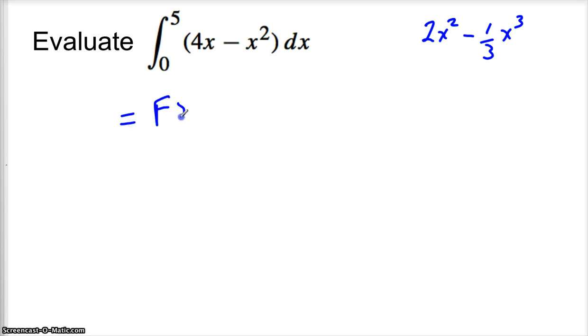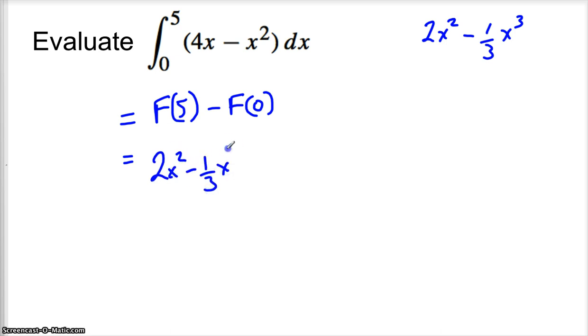That's F at 5 minus F at 0. So F at 5. Oh, here's a good point in the video where I can show you another notation that is very helpful. So this is the antiderivative. What we'll do is just write it down: 2x squared minus 1/3 x cubed. And we'll draw a line here, and what we'll do is put the 0 here and the 5 there.